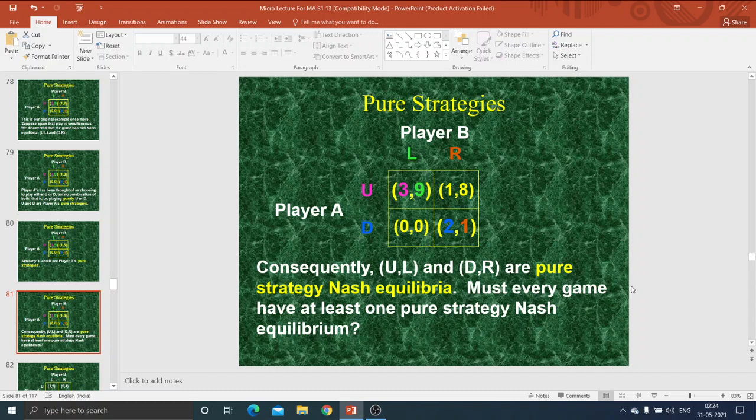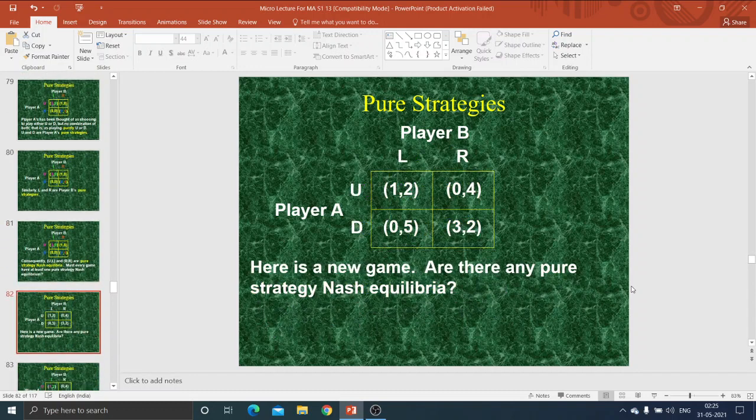The only thing is that if a game is a finite game, you definitely may have a solution. It can be either pure or mixed. All right, that is what it actually means. So if you change the numbers in the game of left and right, you will get different results. Here is a new game, 1 2 0 4 0 5 3 2. Here is a new game.